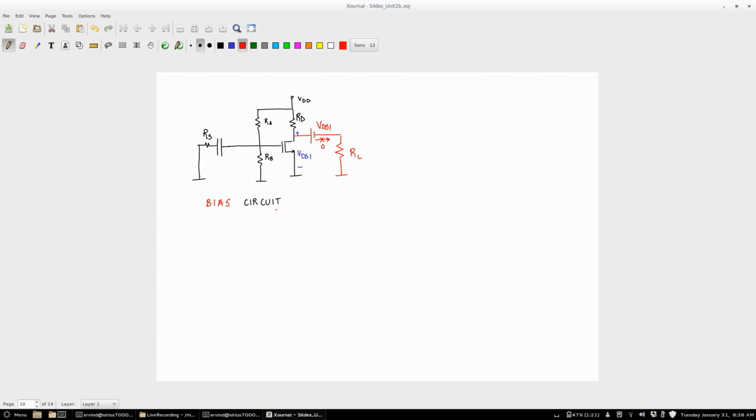Yeah, sorry, I keep getting confused. Sorry. Right. In the bias circuit, I have, but actually it's not there. Effectively, this is not the full circuit.